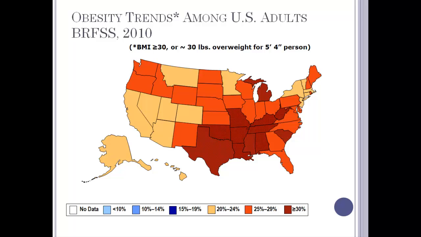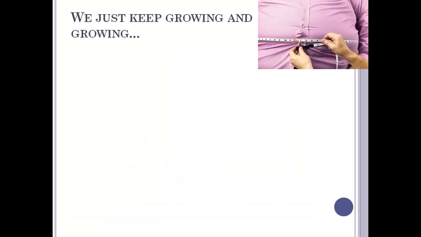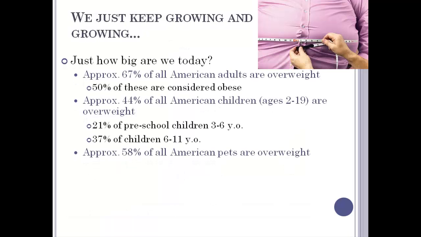As you can see, at this point we do not have one state in the U.S. with less than a 20 to 24% obesity rate among U.S. adults, which is quite scary. So when you think about that huge change between 1985 and 2010, it helps to give you a picture of what the magnitude of this health epidemic is looking like. So we just keep growing and growing as a nation.